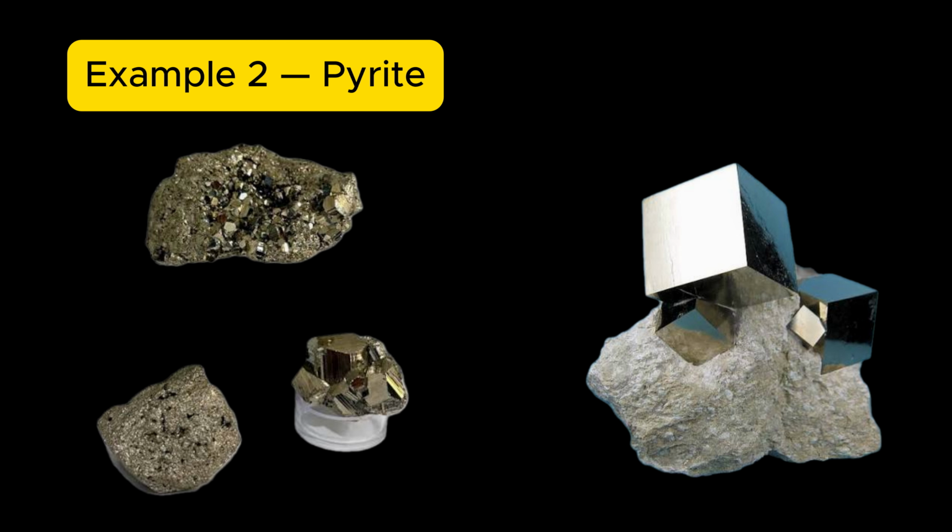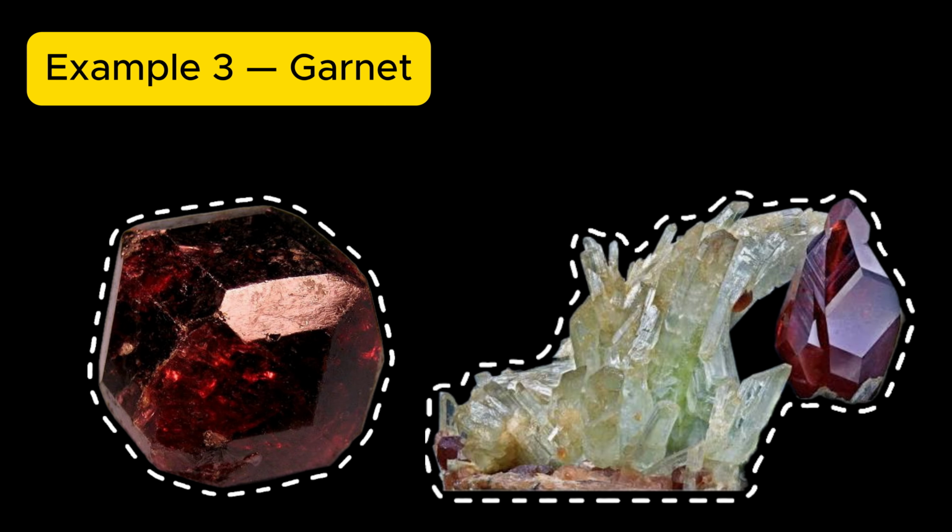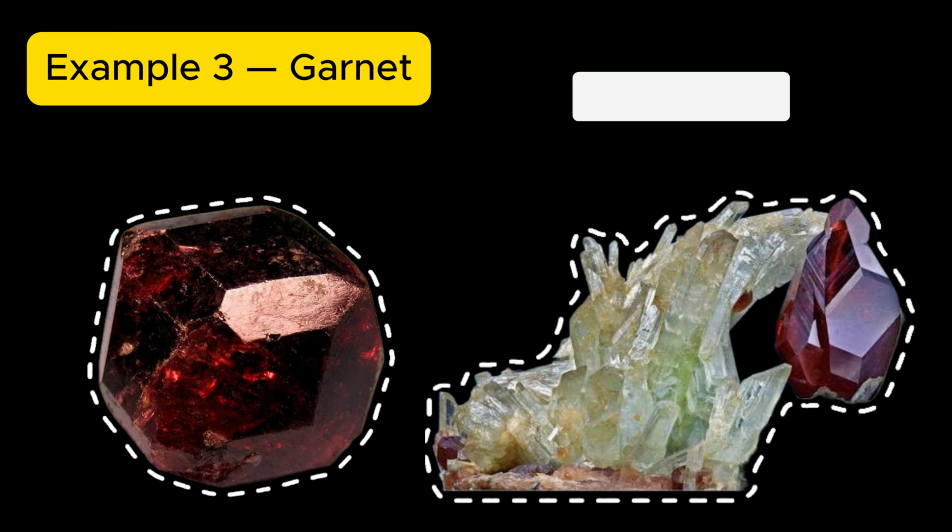For example, pyrite. Pyrite commonly develops cubic crystals. Some specimens show beautiful, sharply defined cubes. Other pyrite specimens occur as massive or granular aggregates. The other example is garnet. Garnet commonly develops equidimensional crystals, often with shapes resembling a dodecahedron or trapezohedron. These crystal forms can be very useful clues during identification.